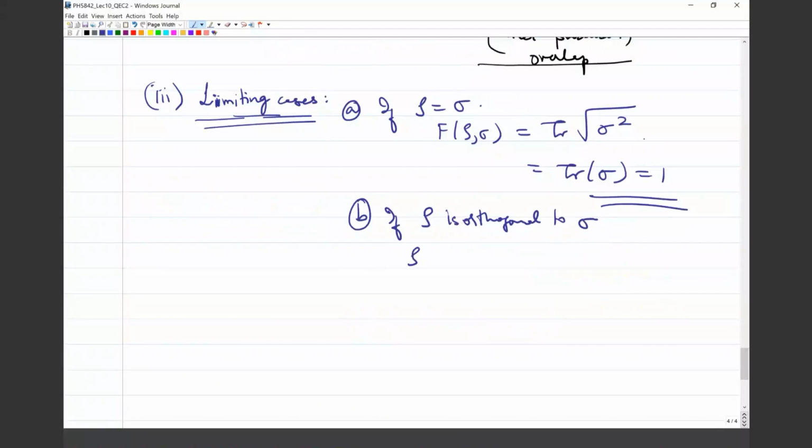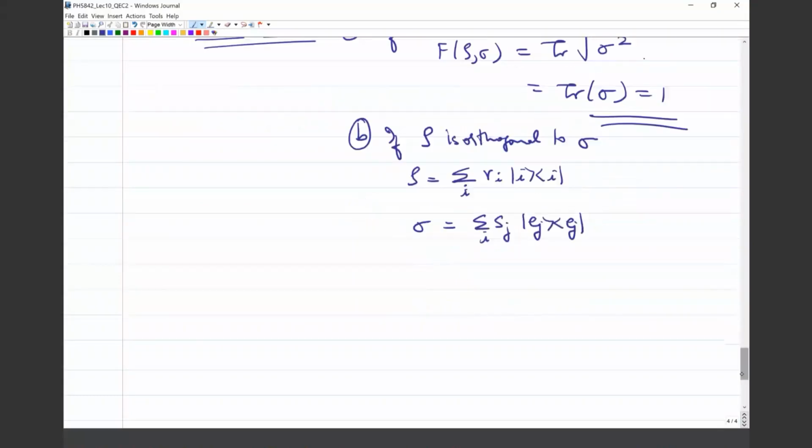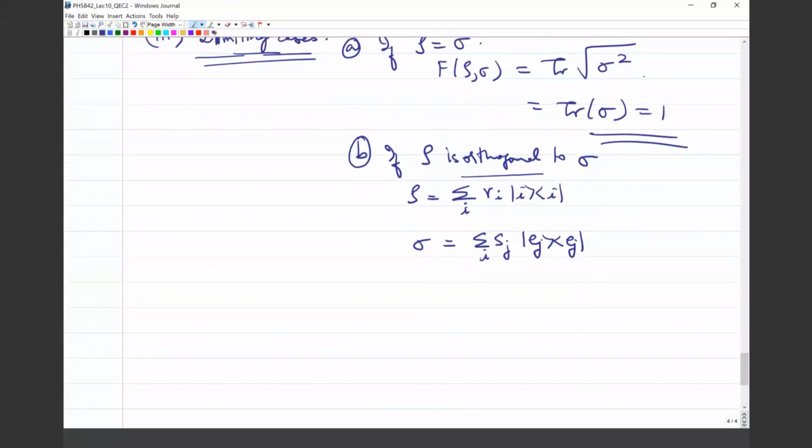You can write down rho as some sum of R_i |i><i|, and sigma as some sum of S_j |e_j><e_j|. What does it mean to say that two density operators are orthogonal to each other? You all understand what it is when two pure states are orthogonal to each other. But when I say that two mixed states are orthogonal to each other, what have I written down? I have written down the eigenstate decomposition, the spectral decomposition of these two density matrices.